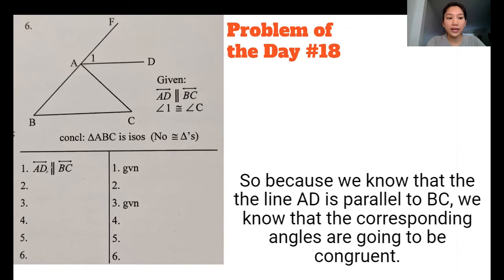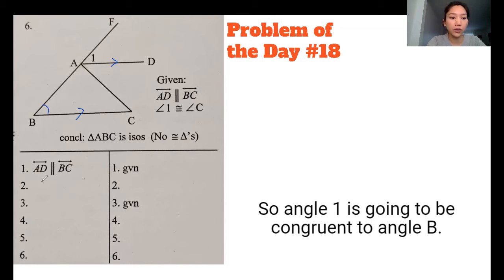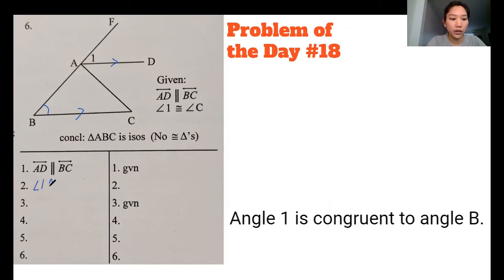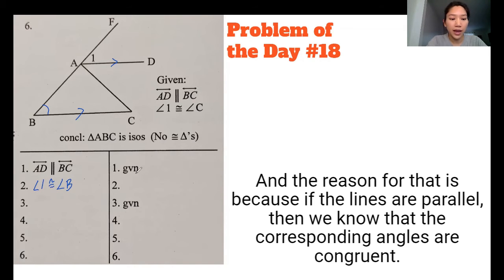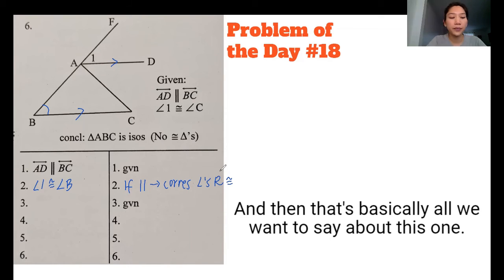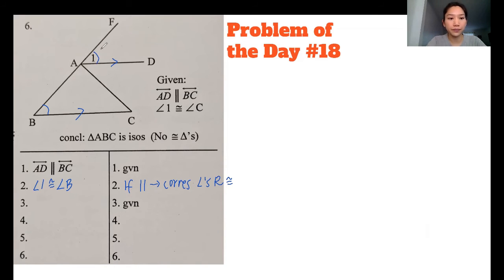Because we know that AD is parallel to BC, we know that the corresponding angles are going to be congruent. So angle 1 is congruent to angle B. And the reason for that is because if the lines are parallel, then corresponding angles are congruent. That's basically all we want to say about this one.